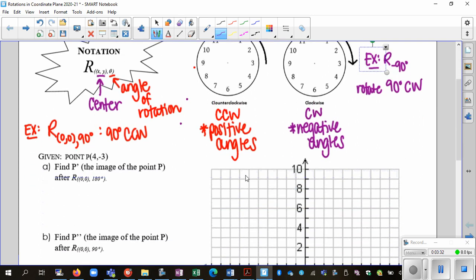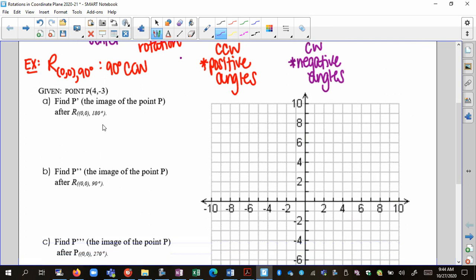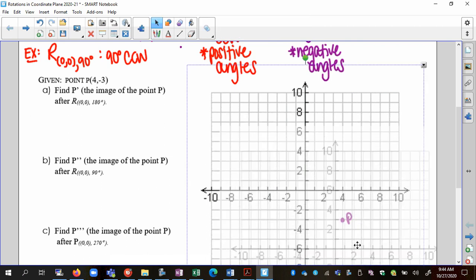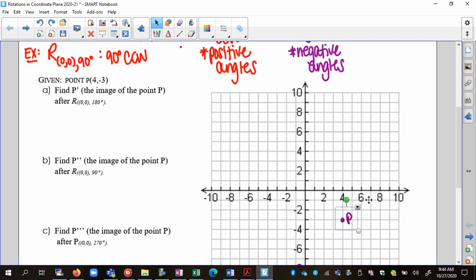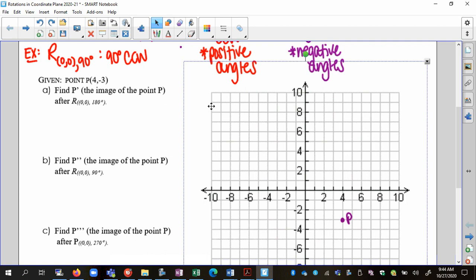So let's actually try some examples here. When I look at this first one, we have point P. Let's go ahead and start with point P, which is 4, negative 3. So there's point P. Bear with me here because I want to lock this in place. When we rotate, we are going to turn our paper, so I want to be able to show you that. Just bear with me here on the computer.